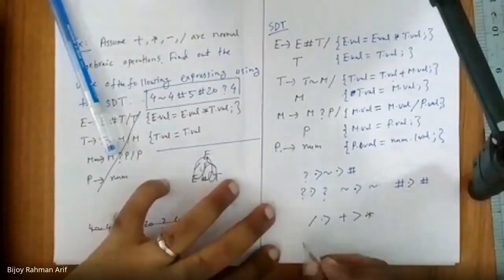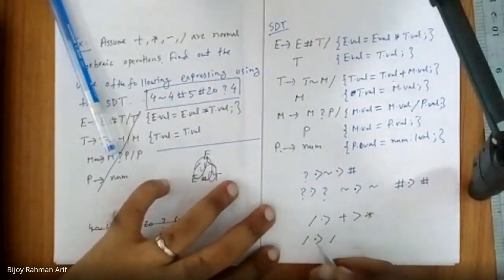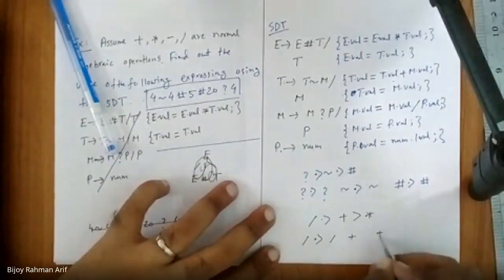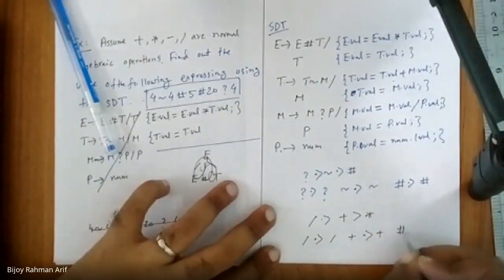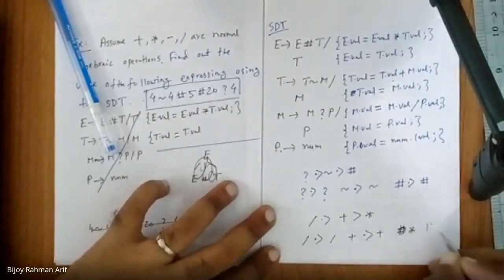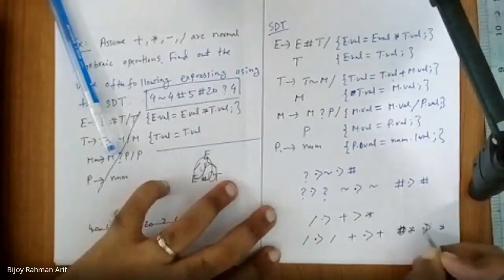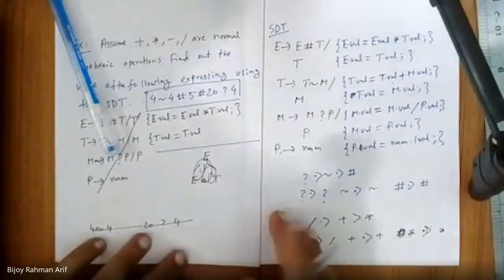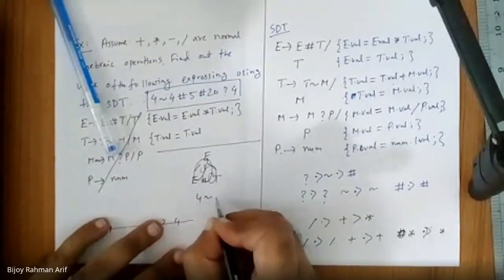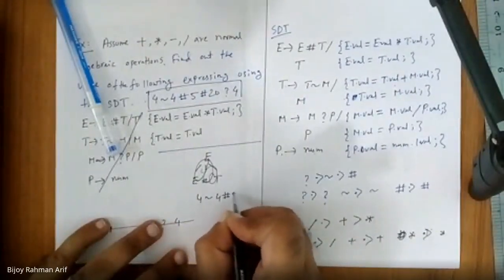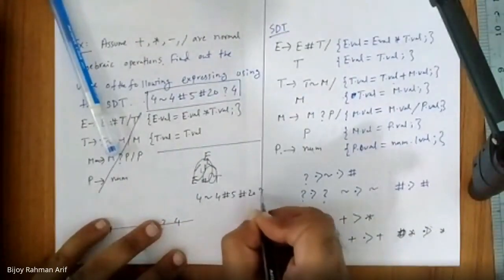Now just change it. Division and division, left associative. Plus and plus, left associative. Hash and hash, star and star, left associative. Now change it. What is my expression? 4 plus 4 hash 5 hash 20 question mark 4.